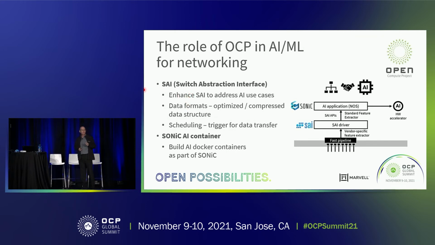We believe the OCP has an important role in enhancing this area. First, in the switch abstraction interface layer, we need to update the SAI APIs to carry those smart statistics from the network to the AI application. This can be done by enhancing existing tables like the TAM, the telemetry and monitoring tables, but it can also be using a new set of APIs, maybe the stateful API that was discussed earlier today.